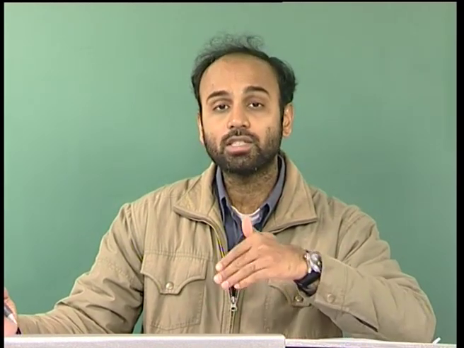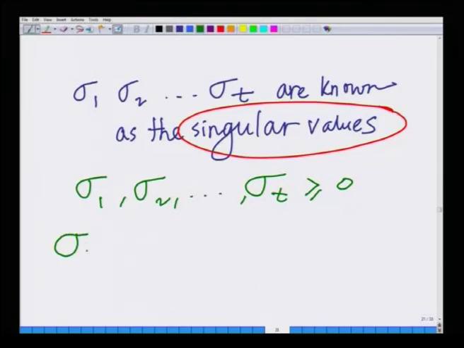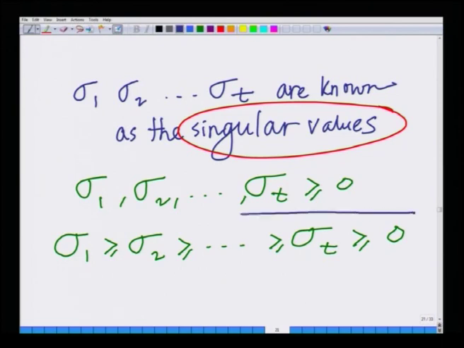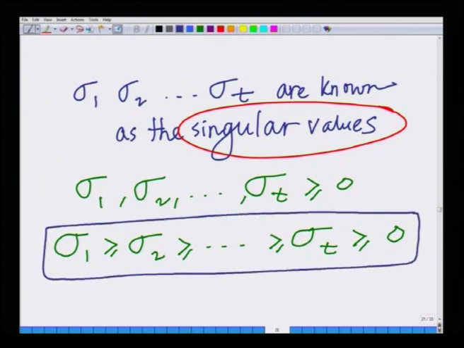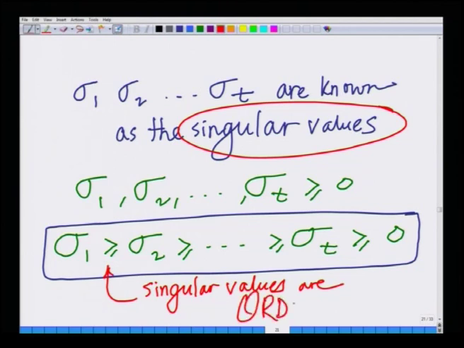Further, these singular values are ordered. That is, I cannot place them in any order, but the order is such that sigma 1 is greater than or equal to sigma 2, greater than or equal to, up to sigma T, greater than or equal to 0. So, this is the decreasing order. This is the order property of singular values. So, we say the singular values are ordered.